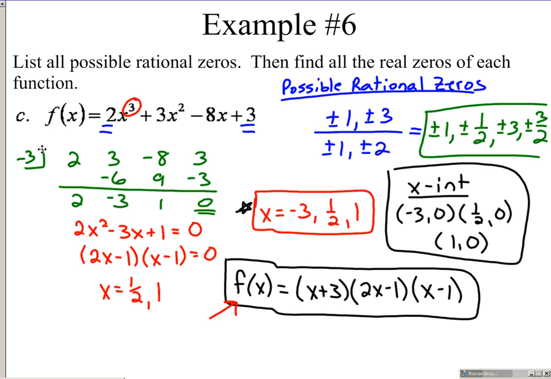Last thing you need to be careful of: when you are synthetically dividing up here, if you have terms that are missing, make sure you put zeros in. Remember, if you don't put zeros in, the synthetic division is not going to come out right. You should notice that because you're probably not going to get a remainder of 0. And you should get a remainder of 0 anytime you are dividing by something that is a solution.